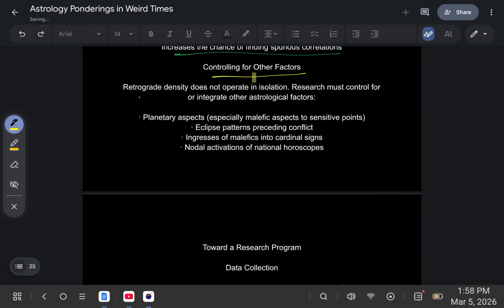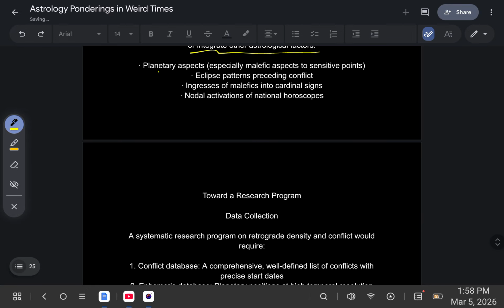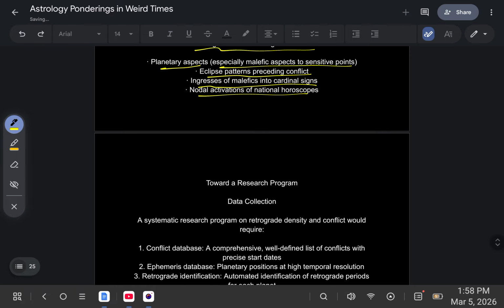Controlling for other factors. Retrograde density does not operate in isolation. Research must control for or integrate other astrological factors, such as planetary aspects, especially malefic aspects to sensitive points, eclipse patterns preceding conflict, ingresses of malefics into cardinal signs, nodal activations of national horoscopes.